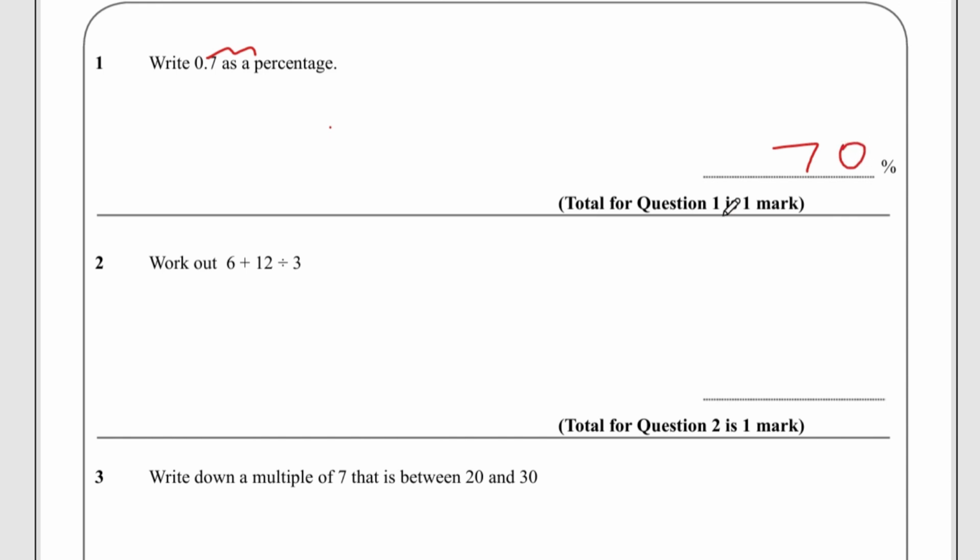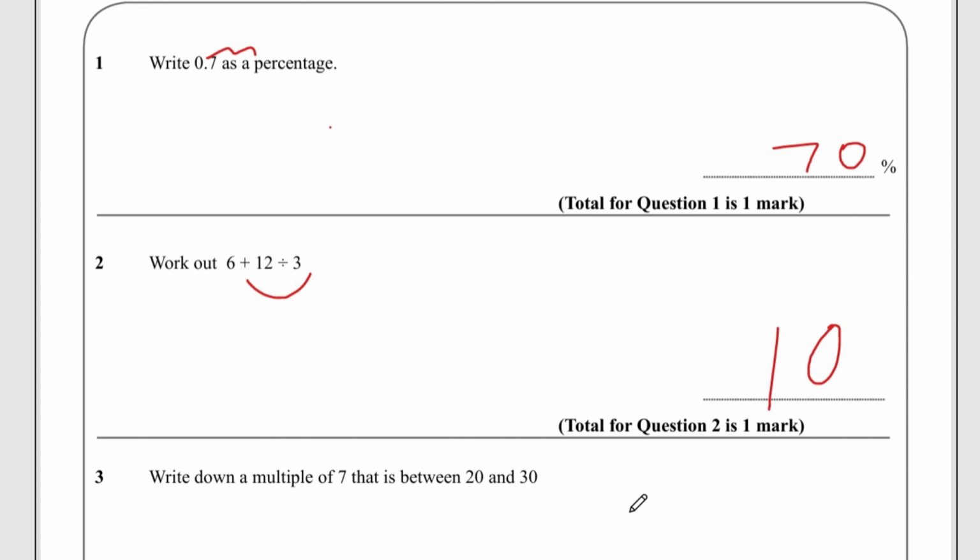Number two, we have addition and division. So usually you have to do division before addition. Remember, in BODMAS, you do division and multiplication first, addition and subtraction will come last. So 12 divided by 3 will give you 4. 4 plus 6 is 10. The answer is 10.